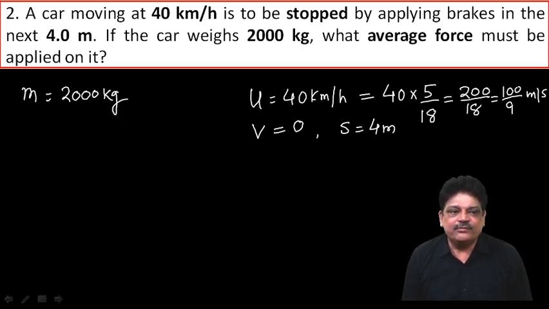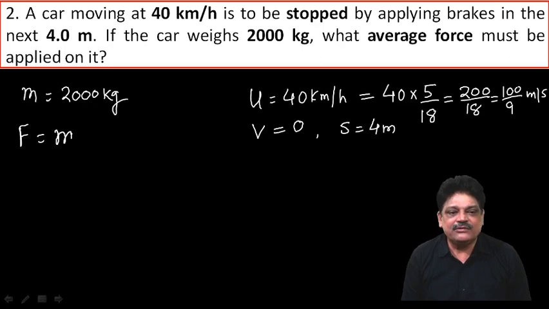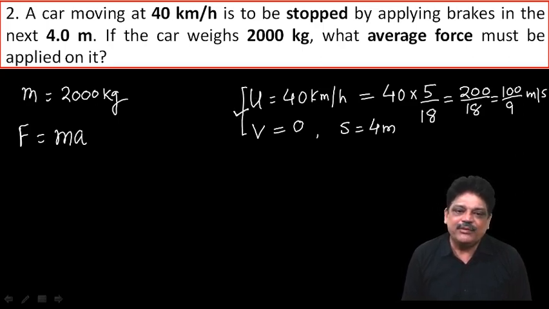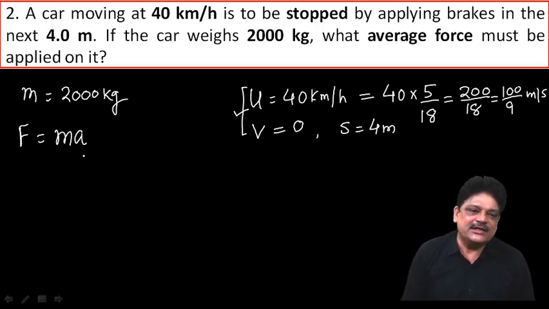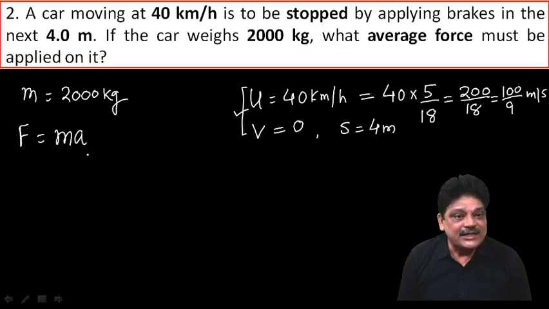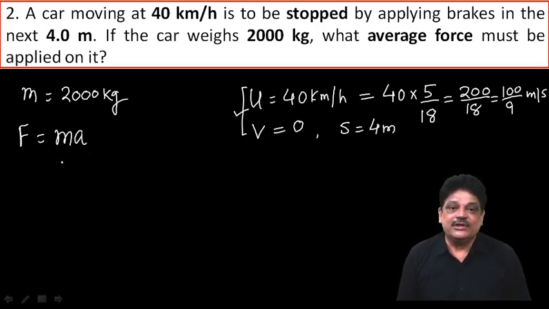What average force must be applied? You have to calculate the force, which is given by mass into acceleration. Here the mass is given, and this information is given also. If you are able to find out the acceleration with the help of these three pieces of information, initial velocity, final velocity and distance covered by the car, you can put the acceleration in the form of retardation. Here you will get the average retardation force to stop this car.